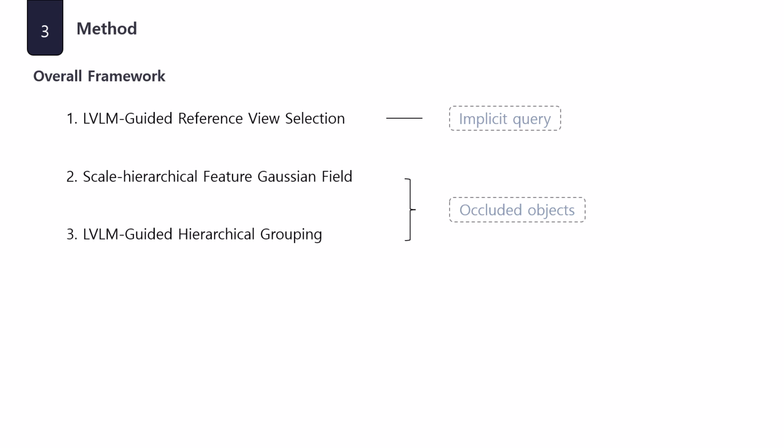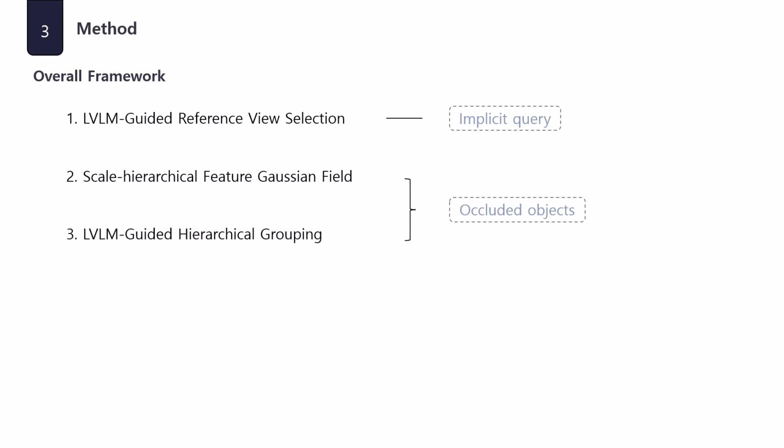First, we have LVLM-Guided reference view selection. In this initial step, the system first trains a 3D Gaussian splatting model using the provided multi-view RGBD training images. Then, it employs an LVLM to interpret the implicit query and specify the target object. Crucially, this step also identifies the most suitable reference view for accurately pinpointing that object.